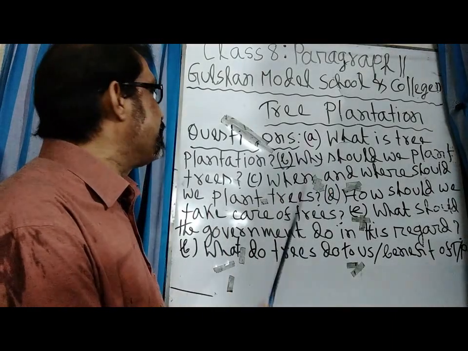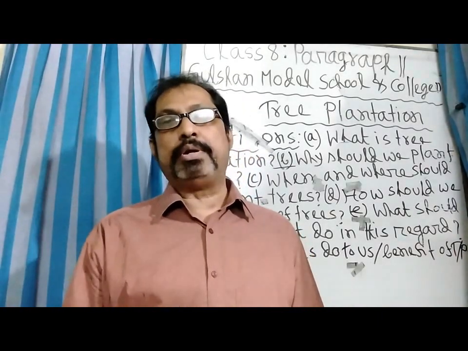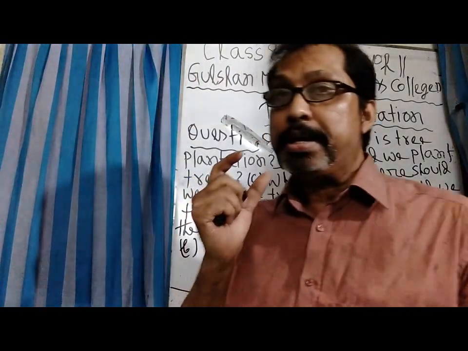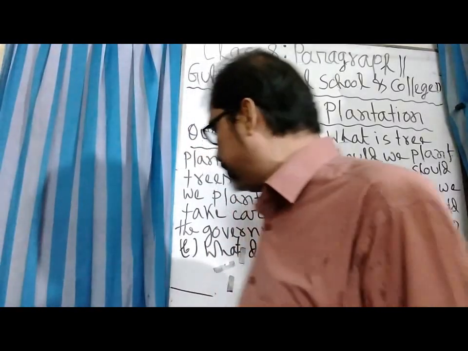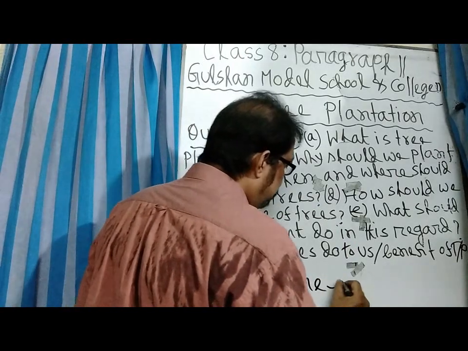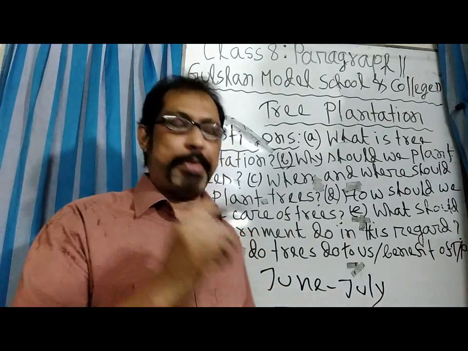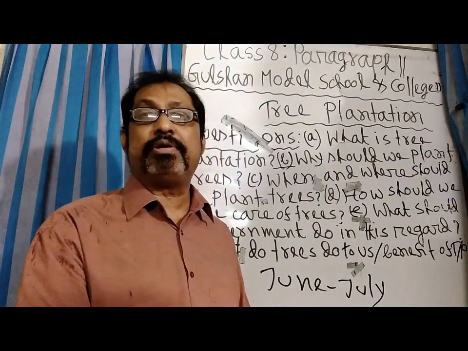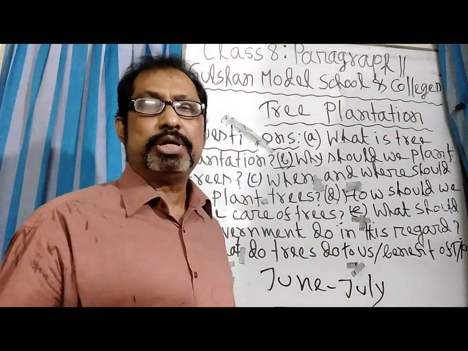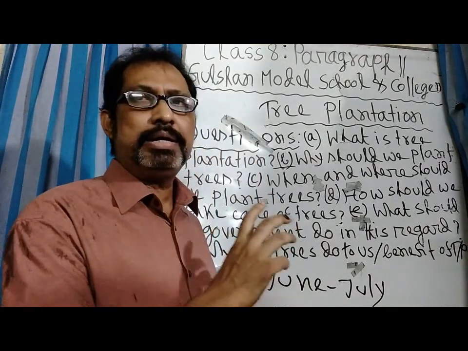When and where should we plant trees? We should plant trees in barren places. What is the most important time to plant trees in Bangladesh? In Bangladesh especially, this important time is June and July. June and July are the monsoon period in Bangladesh. During this time, rainfall comes and the rainy season starts. Without the rainy season, a tree plantation program can never be successful. So June and July are the most important time to plant trees.